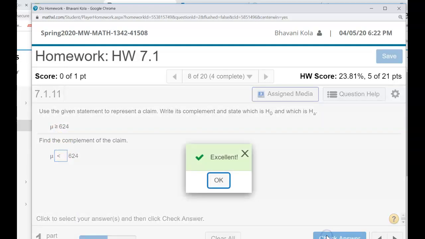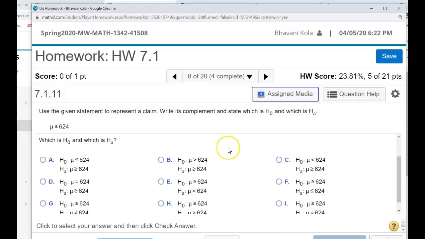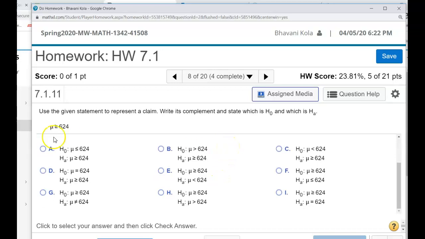I'm going to go ahead and check. Very good. And remember, we just did it. What is my H naught? This is my H naught. So let's go ahead and see which could be my option. So my H naught is greater than or equal to.